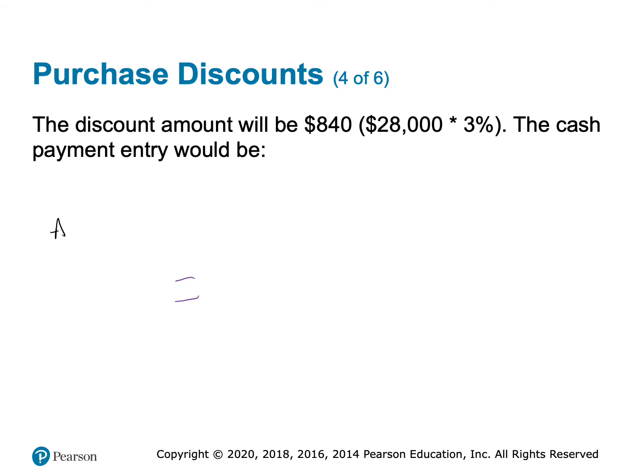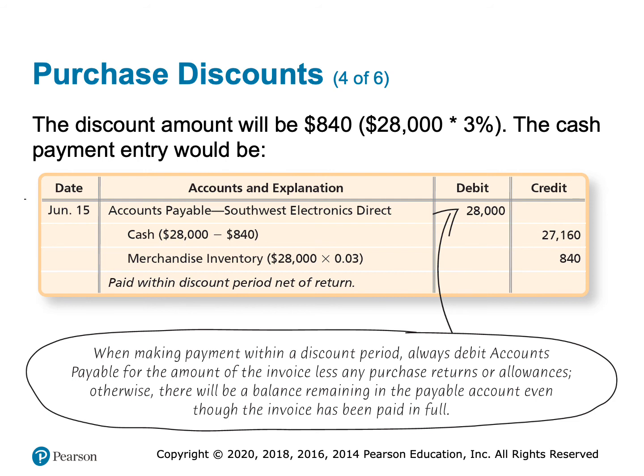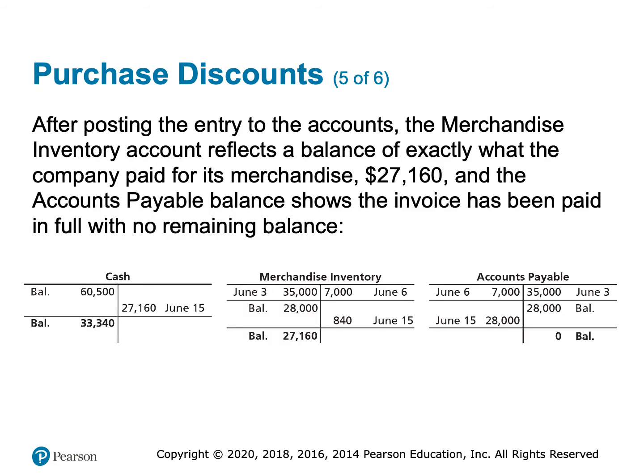I'm going to erase this and show you the real journal entry here. For $840, now when I look at my inventory T account, it will show the $27,160, which is what I actually paid for the inventory. Accounts payable will be 0, and inventory will correctly be recorded at what I actually paid for it. So let's look at these T accounts on the next slide here. So my cash balance, but notice inventory now shows the 27,160, and accounts payable shows that 0 balance. So I've zeroed out my account with them.